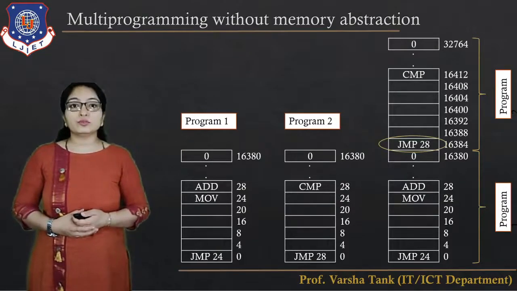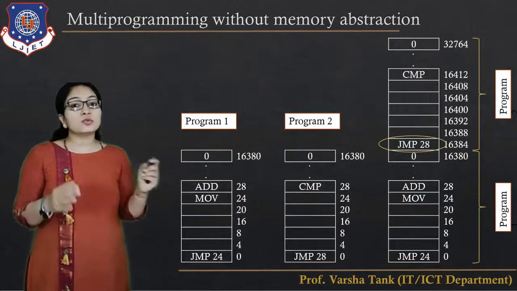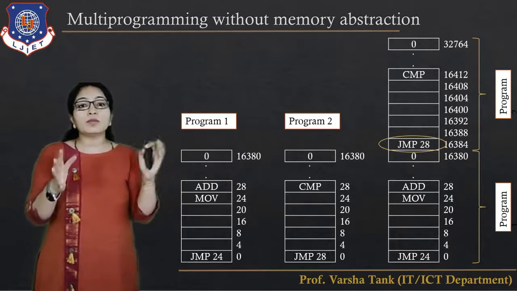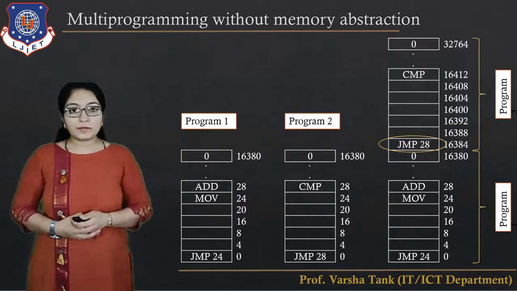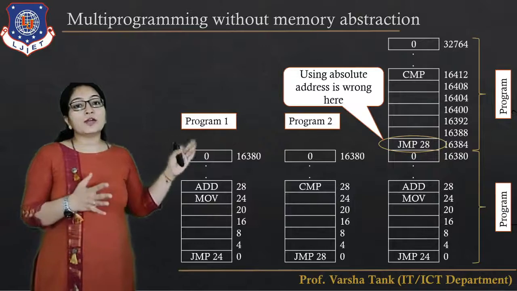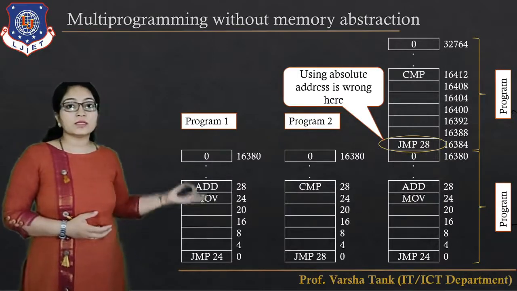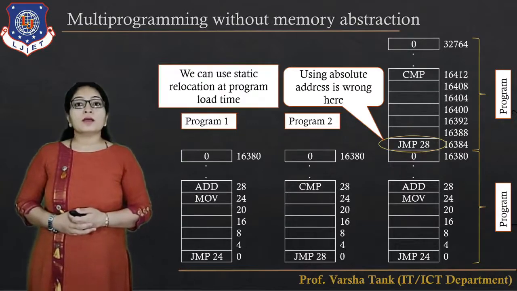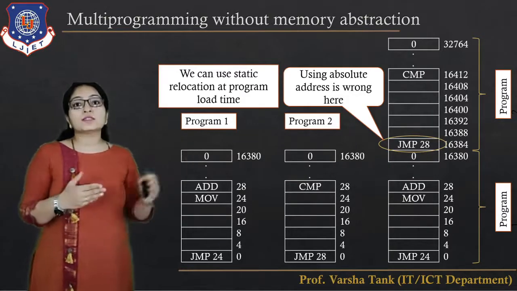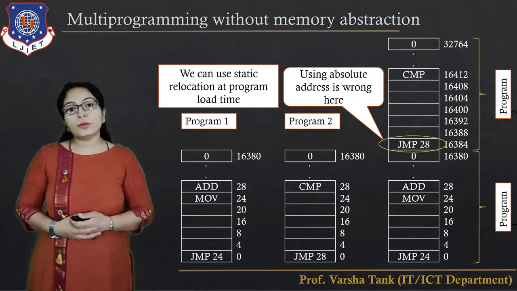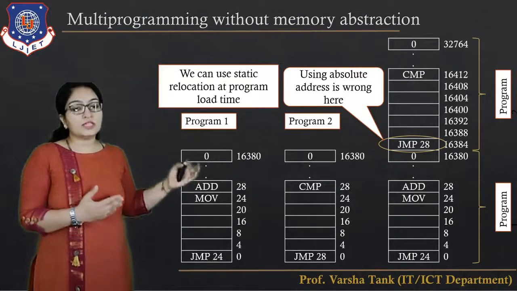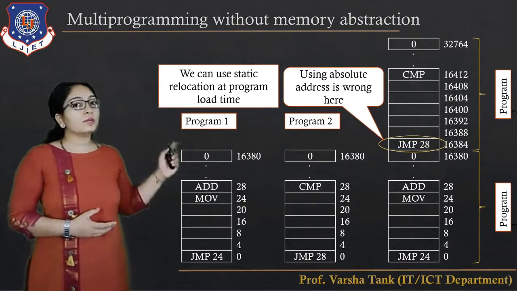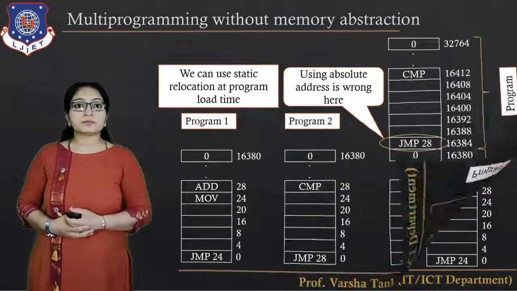So this is memory addressing in multiprogramming without memory abstraction. What do we have to do? We have to change these instructions to a particular address, so that when the program executes, it will jump to that particular location. Got it? Using the absolute address is wrong here, because we are using the same absolute address in program 2. So we can use static relocation at program load time. We have to change this address so that the program can run properly. This is multiprogramming without memory abstraction.